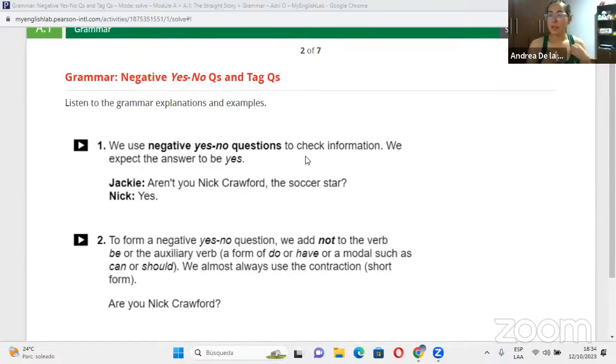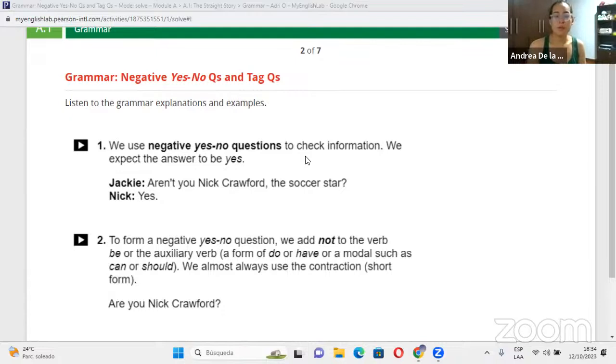So we don't use it in the same way as we use normal questions. Let's say a normal question can be, do you prefer coffee or tea? So that's a normal question. Do you prefer coffee or tea? So what I'm expecting is an answer from you with the two options, right? You can say whatever you want. You can say, I prefer coffee, I prefer tea. And I really want to know the information because I don't know at all what you prefer.